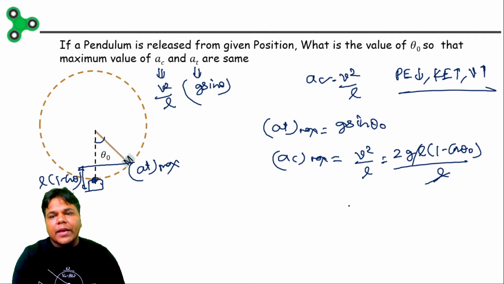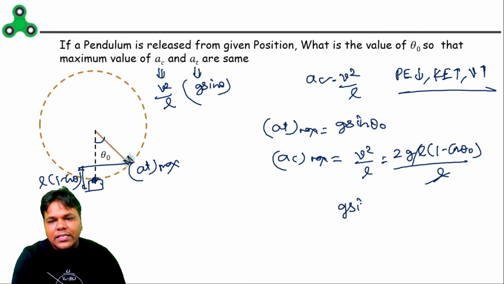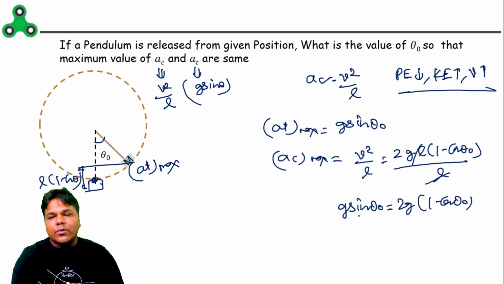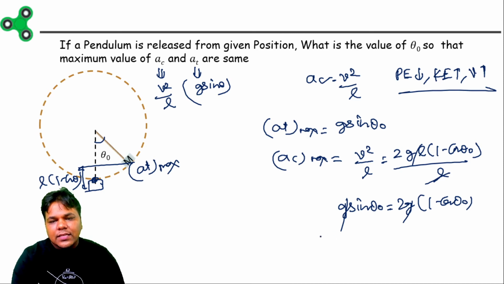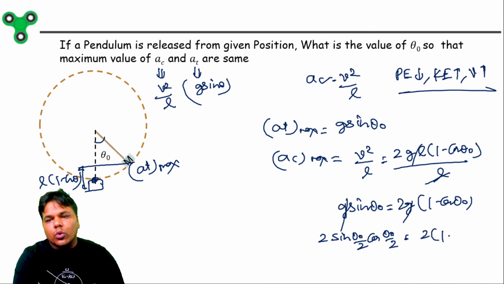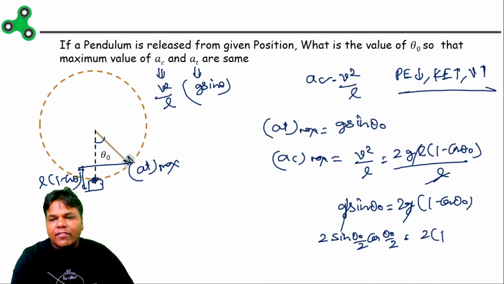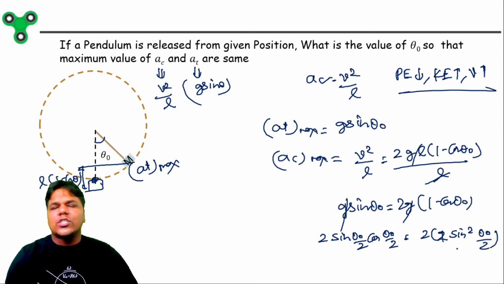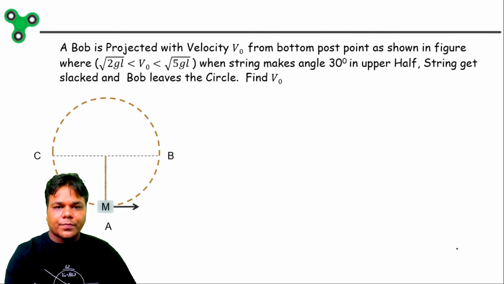Now you can compare both of them. Say g sin theta naught is equal to 2g(1 minus cos theta naught). Now you know what I'm going to do. I just cancel out g from g. Sin theta naught, I can say 2 sin theta naught by 2 cos theta naught by 2. It will be 2 into (1 minus cos theta naught). It will be, I think, 2 sin square theta naught by 2. Now you can solve it further, right?